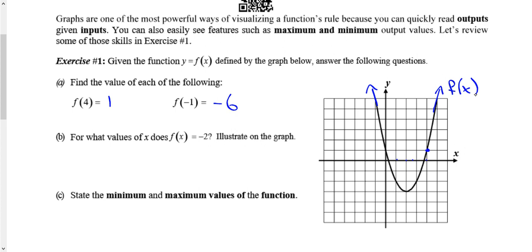Okay? How many times does that graph hit -2? The graph is measured with the y-axis, right? It's the output. So how many times does it reach -2? 2 times, right? 1, 2, right there, and right there.